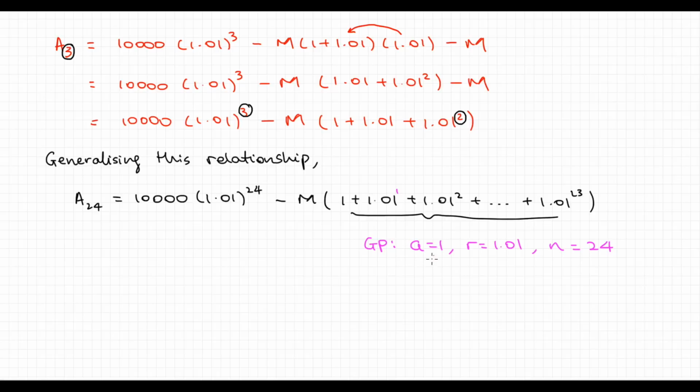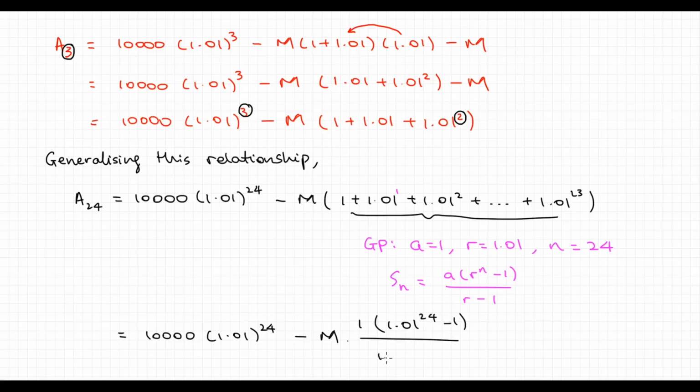And if we are adding a GP, we know that Sn is given by a(r^n - 1)/(r - 1), which means that A24 in this particular case is equal to 10,000 times 1.01 to the power of 24 minus m times a, which is 1, (r^n - 1)/(r - 1). And what I need this to become is 0. So A24 is equal to 0 for the loan to be repaid within 2 years.